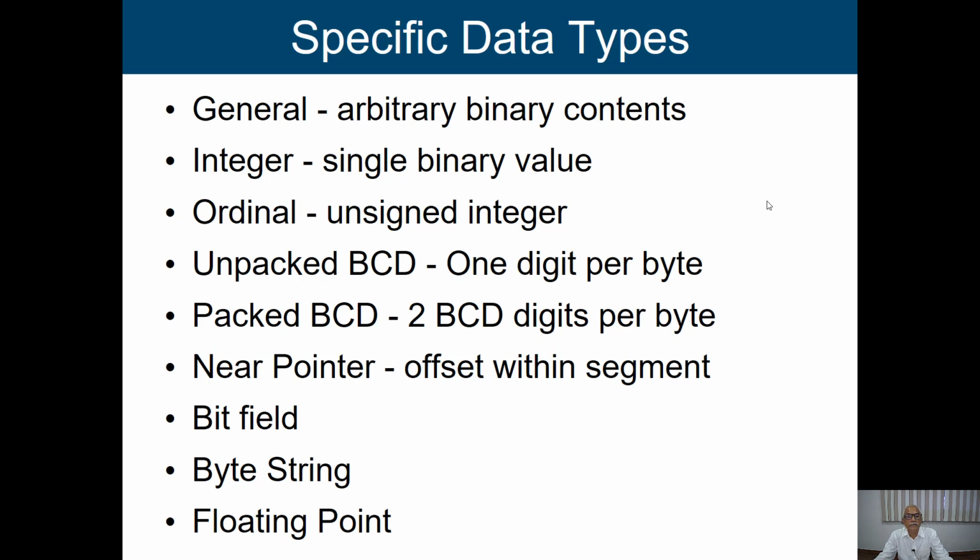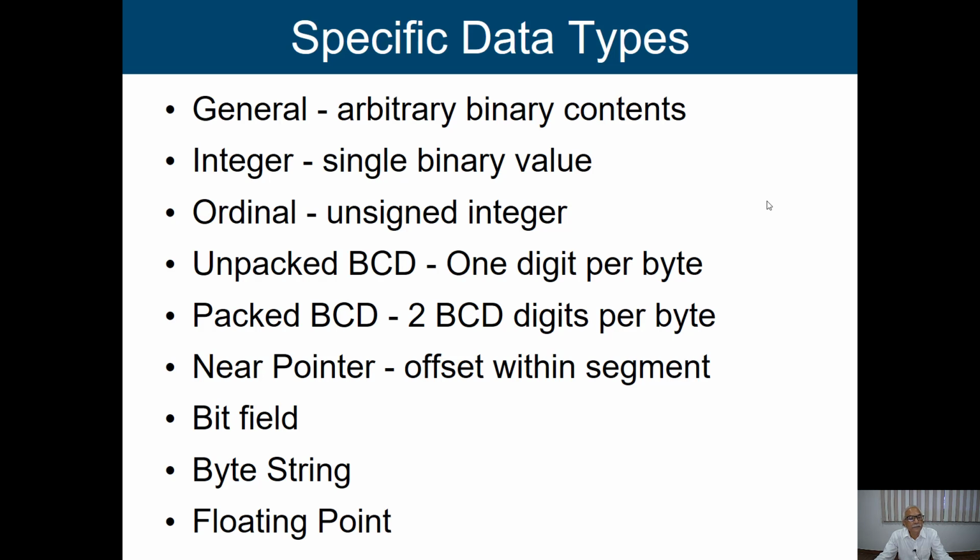Near pointer says that it is an offset within a segment. I think all of you are accustomed to pointers when you have done some programming, say in C language, where we have a pointer variable. Basically, if it is a pointer, we are going to keep the address of a memory location. Then this type of data is known as the pointer data type. So near pointer means it will be nearer to that particular place. We say this is an offset within a segment. We may give you some idea of what a segment is when we discuss memory.